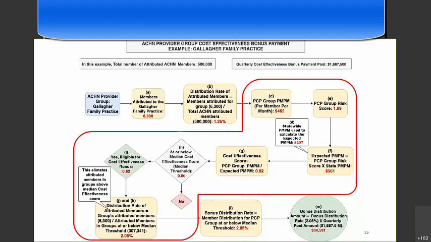Moving right to left, going to Step G, we then calculate their cost-effectiveness score. And this is done by comparing their actual PMPM. Again, that is Step C above. Their actual PMPM is $462. We then divide that by the expected PMPM, again, Step F on the chart. This gives us a cost-effectiveness score of 0.82 that we apply to the practice. Generally, this means this is an efficient score.